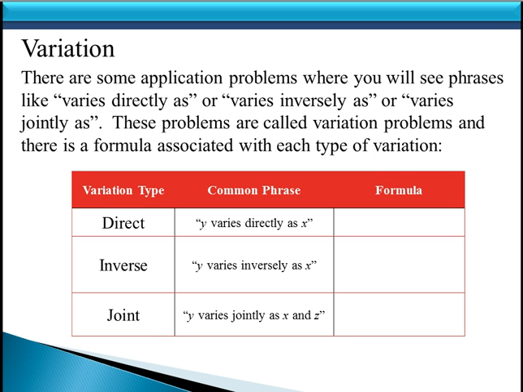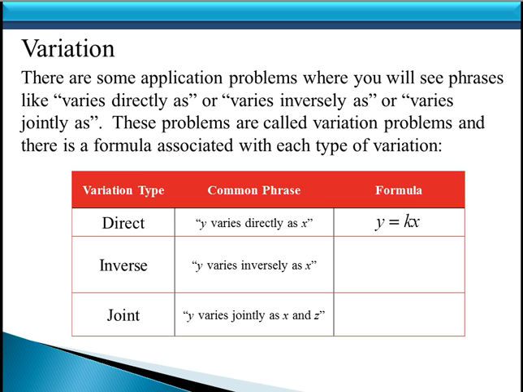So with direct variation, you might see it commonly phrased as y varies directly as x, where y would be representing some quantity and x would be representing some quantity. And the formula that you would use for direct variation would be y equals some constant k times x.